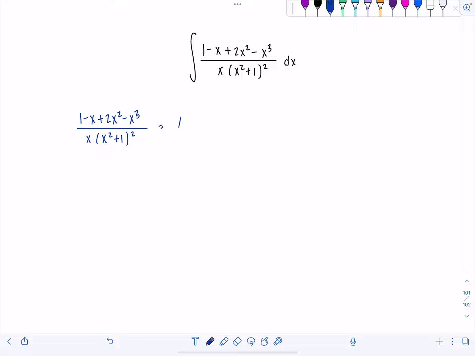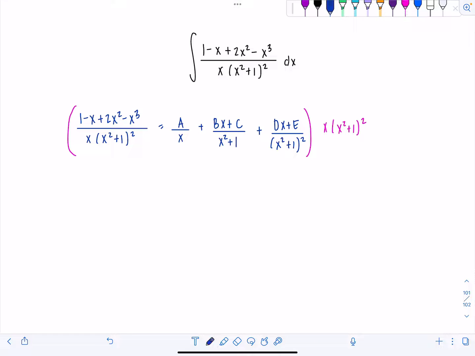So I'm going to have a constant A over x. And then notice x squared plus 1, that's an irreducible quadratic, and it's squared in the denominator. So I'm going to have Bx plus C over x squared plus 1 to the first, plus Dx plus E over x squared plus 1 quantity squared, like that. Now we're going to multiply everything through by the LCD, which is x times (x squared plus 1) squared, and try to solve for the constants A, B, C, D, E.